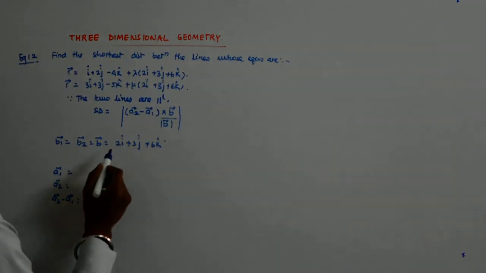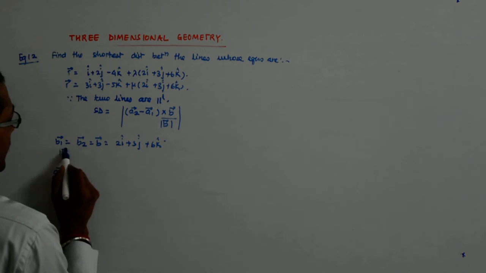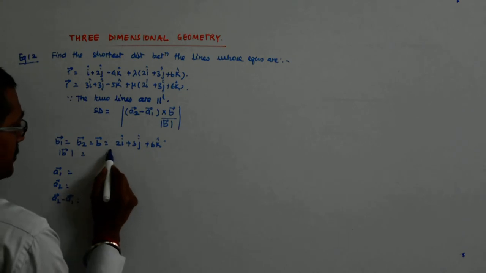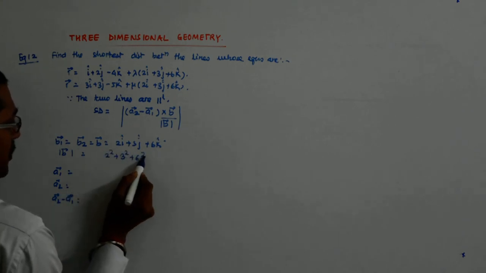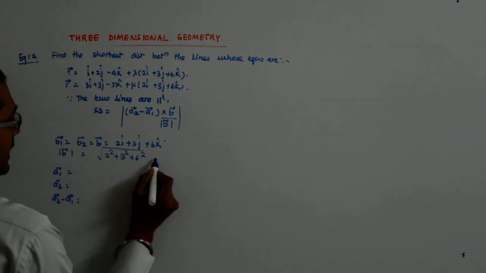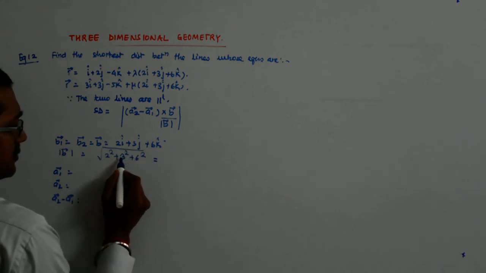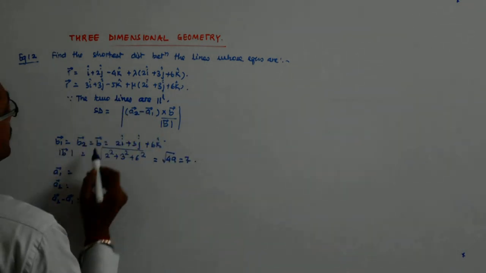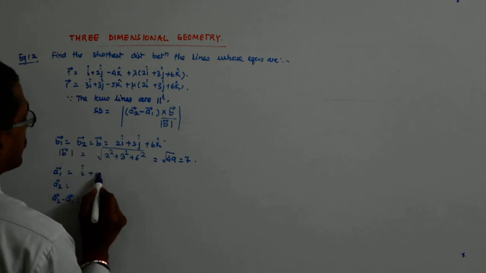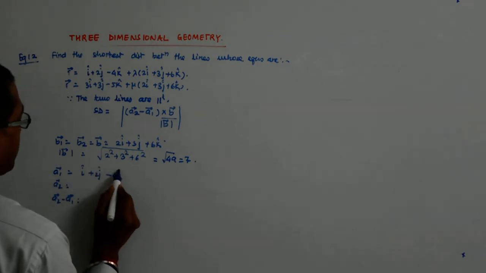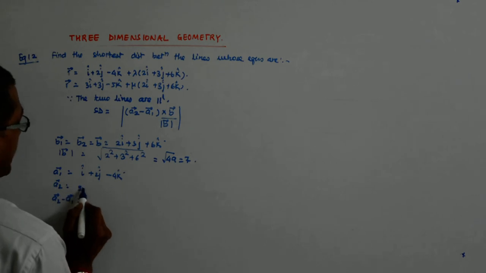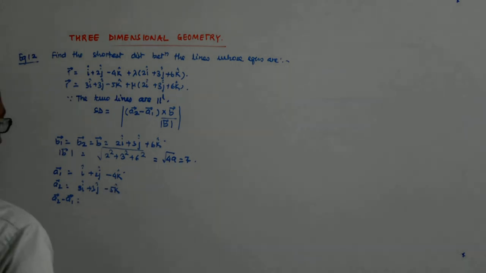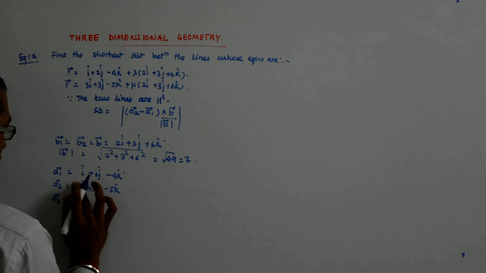Okay, so what is mod B? It is the root of 2 square plus 3 square plus 6 square, which is 4 plus 9, 13, plus 36, and that is what? 13 plus 36 is root 49, which is 7, luckily. A1 is i cap plus 2j cap minus 4k cap, and A2 is 3i cap plus 3j cap minus 5k cap. Correct?